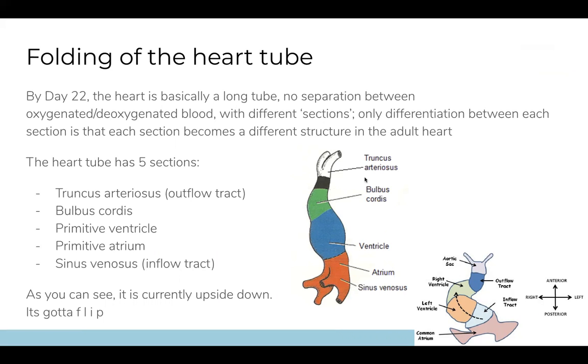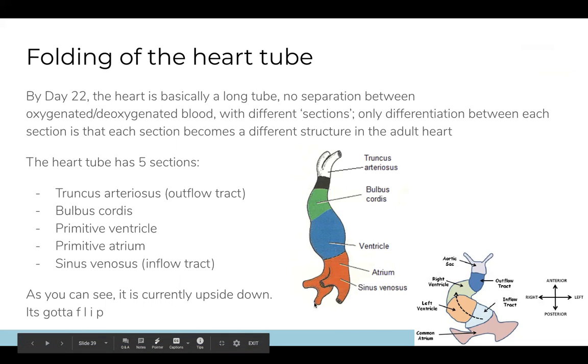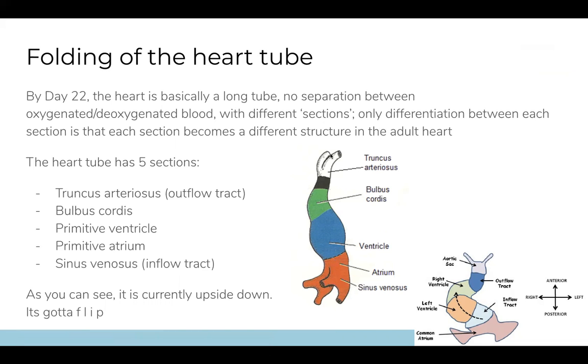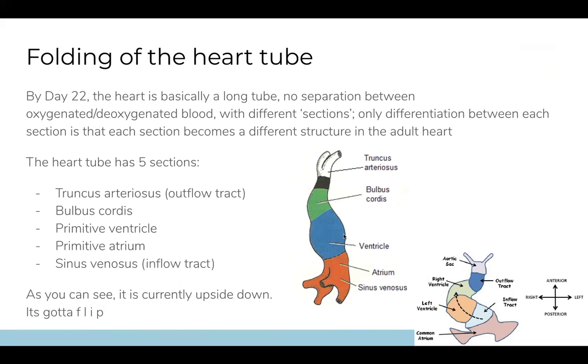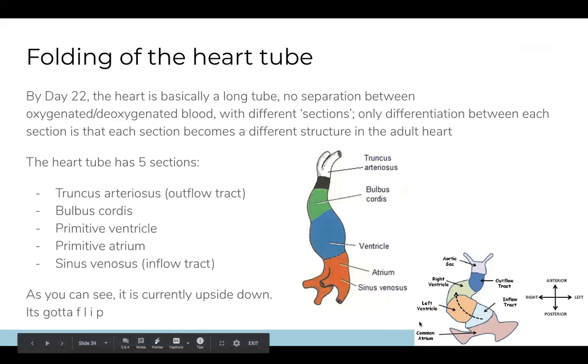So the heart tube has 5 sections. Basically it comes in here and then out there. So your truncus arteriosus is your outflow tract. Your bulbus cordis, the primitive ventricle, the primitive atrium, and then your sinus venosus is your inflow tract. So as you can see, why is that the inflow tract and that's the outflow tract? Usually, it's the other way around. The heart has to do a flip.